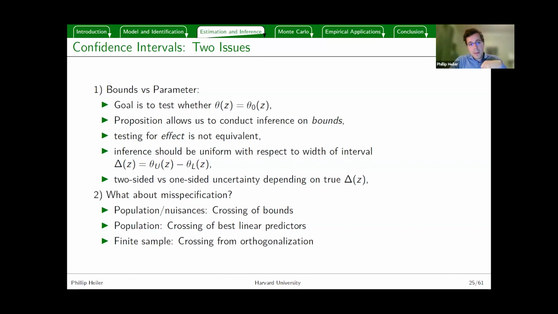This is the first thing. Now, the second aspect that I want to take into account here is that, well, if I look at unconditional bounds, there might be a misspecification, of course. I might not get the propensity score correct or the selection probability correct, whatnot.